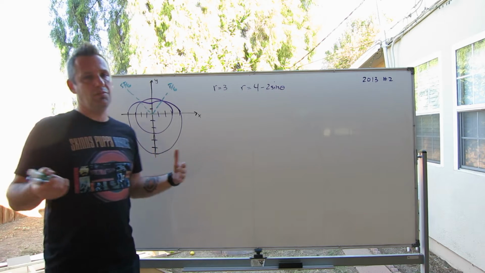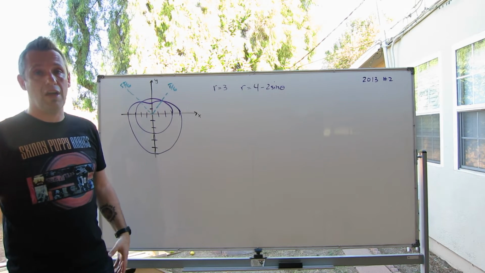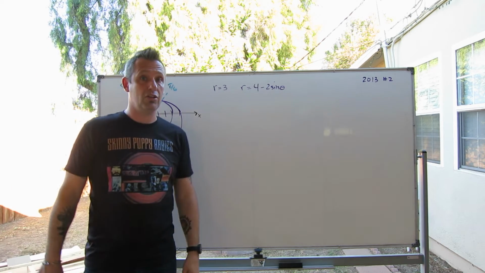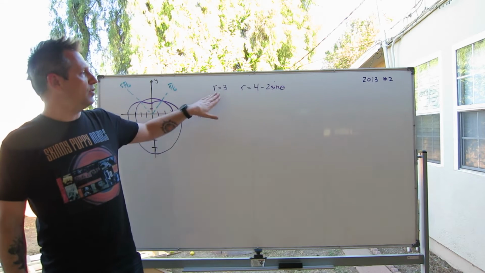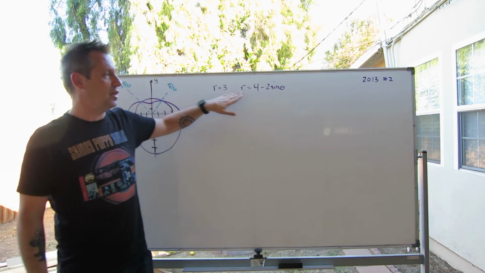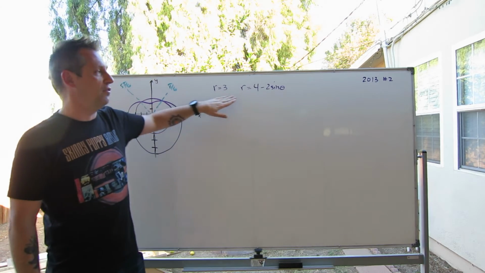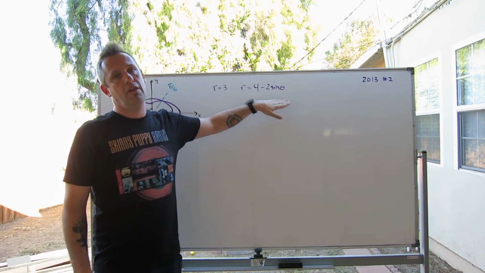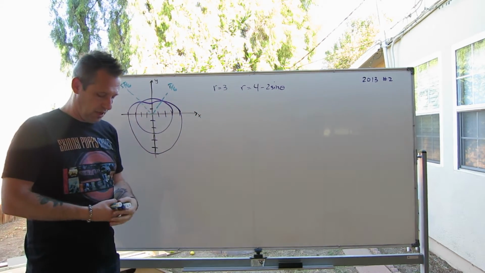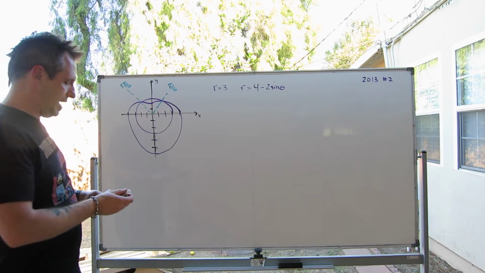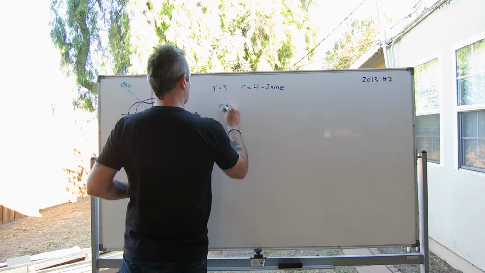I think it's kind of cheap that they gave us this answer because we could have found it ourselves, and in our class I would have required you to. You would have found that by simply setting the r's equal to one another, solving a trig equation, and finding that theta equals pi over 6 and 5 pi over 6. So what does part A ask us to do?